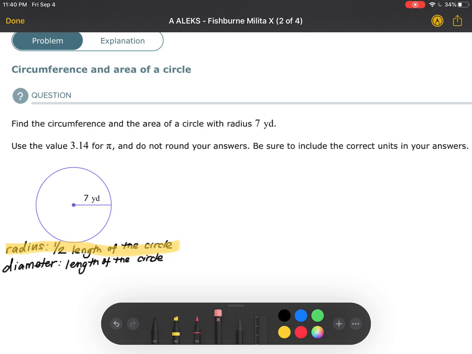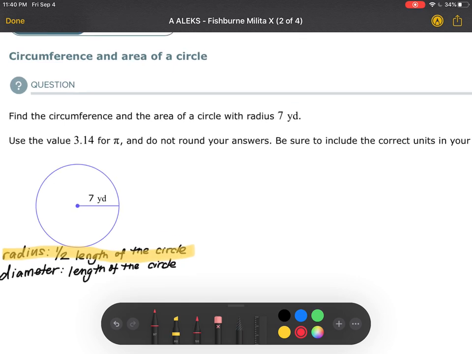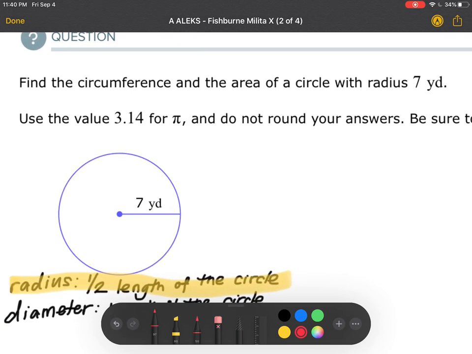Now, the diameter is a little different. The diameter is from one end of the circle to the other, but it's through the middle. So if you say one end of the circle to the other, that is not the diameter. This is, okay? So, just a refresher, hopefully you guys remember that. If you need a little bit more explanation on that, just get back to me.